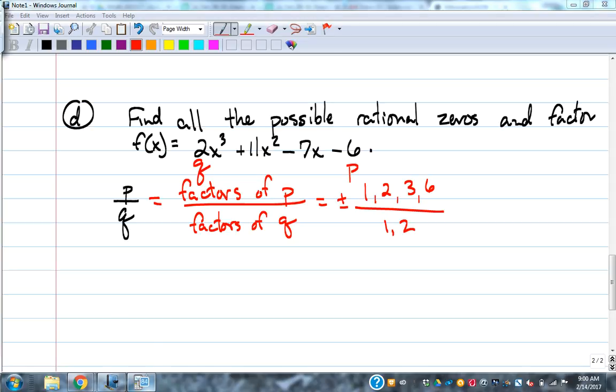Give it a second. All right, and then you split them up and you do the individual pieces. So you're going to get all of those factors divided by 1. So 1, 2, 3, and 6, and I'll get it back up there in just a second. Then you're going to get all of those factors on top divided by 2. So you get 1/2. 2 over 2 is 1, I already got that one. 3 over 2. And then 6 over 2 is 3, so you've already got that one.